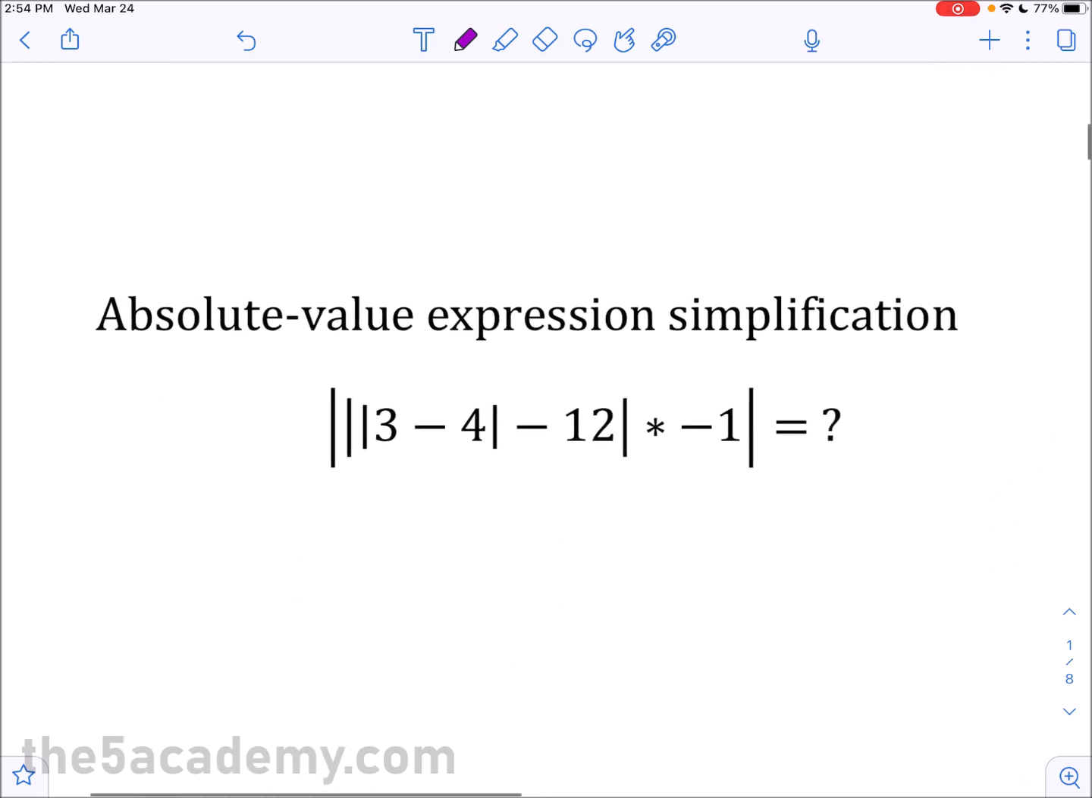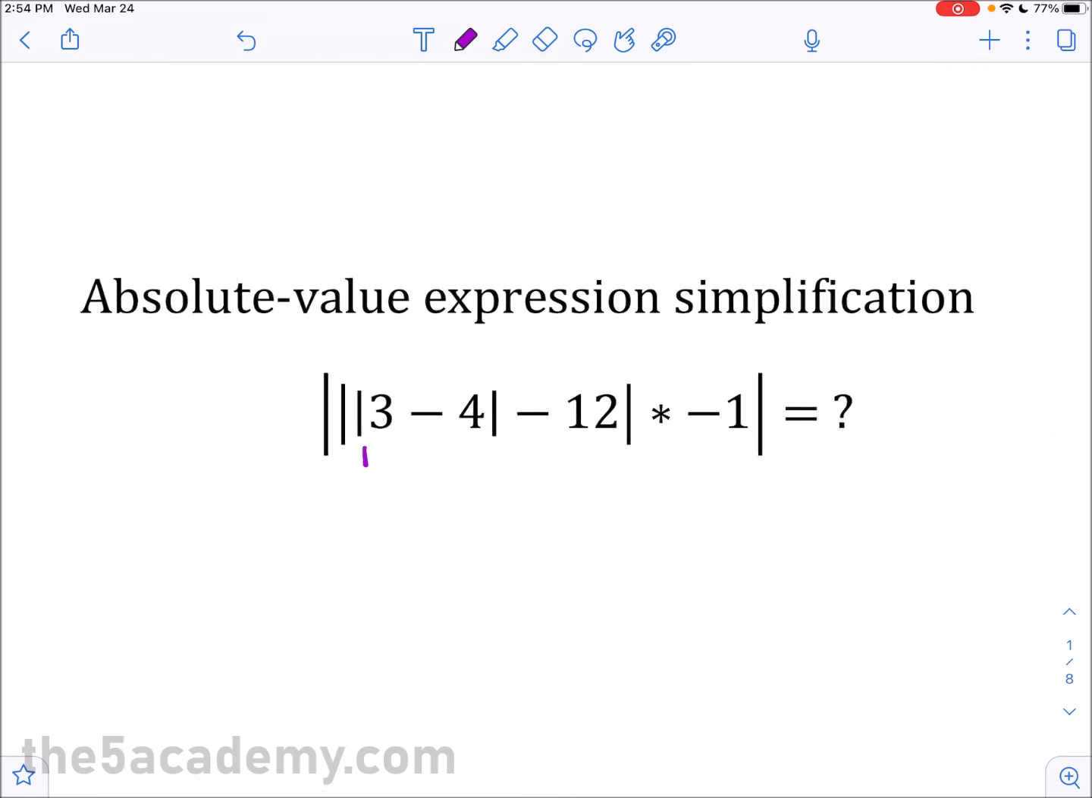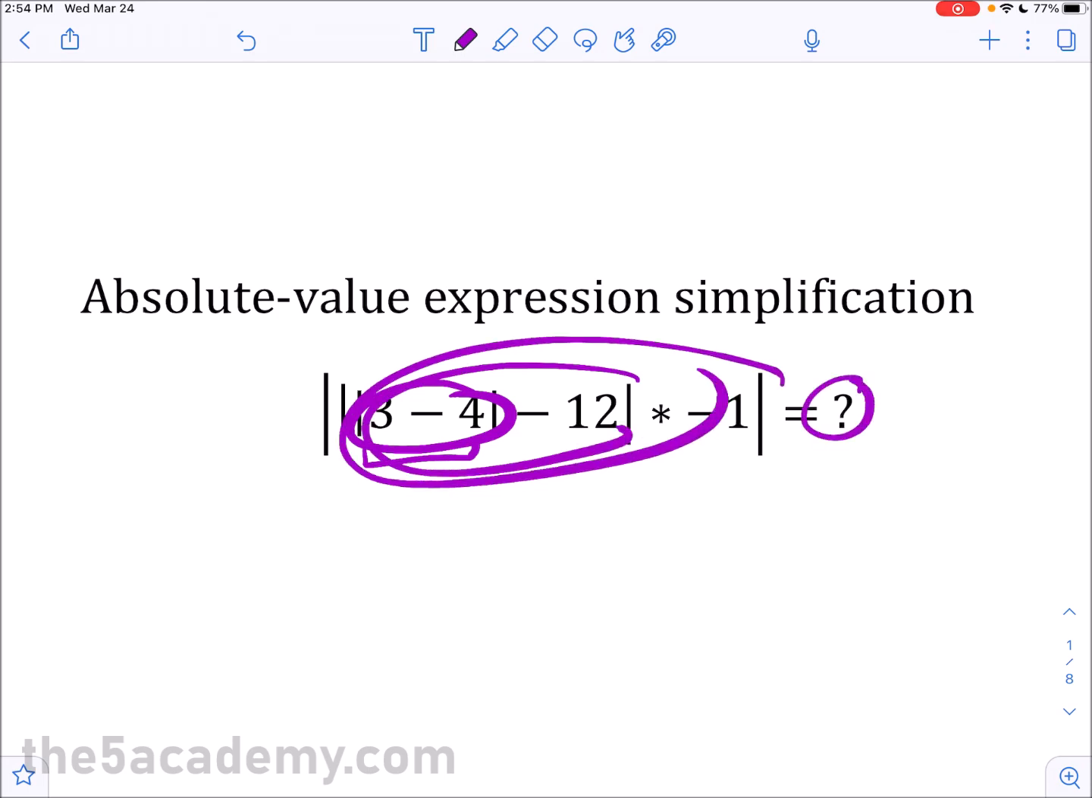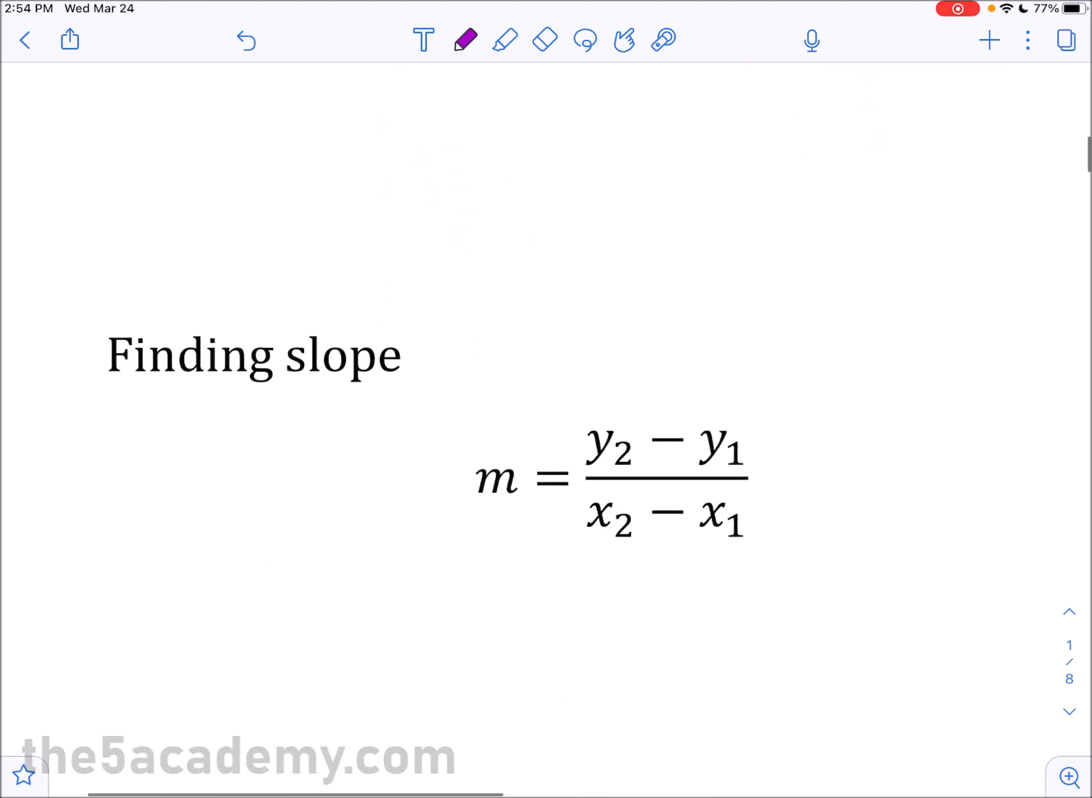Absolute value expression simplification. Everyone knows that the absolute value of something is just the positive version of that number. So simplifying expressions like this, you just take it step by step, and then you finally get your final answer. So that's something that you should be able to do as well.